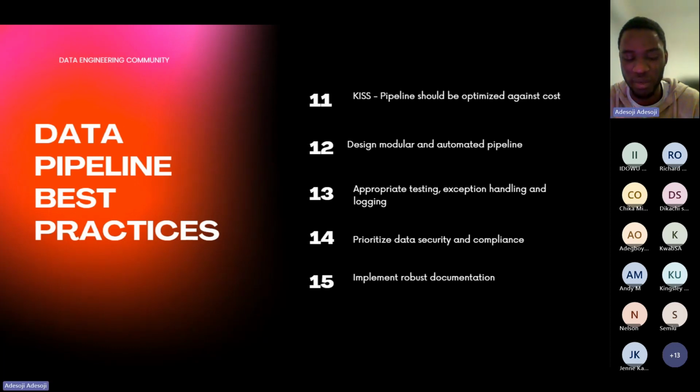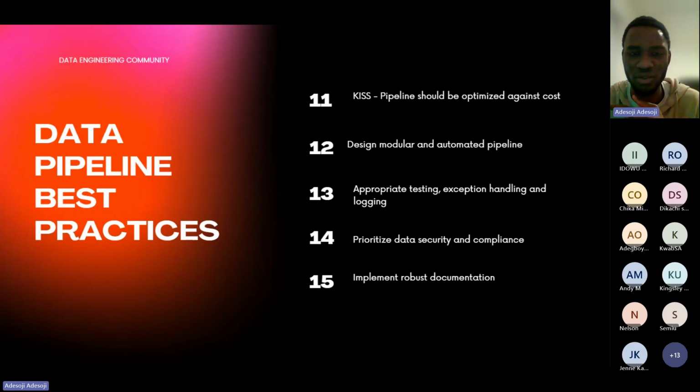Prioritize data security and compliance. You need to ensure that you build security rules in your pipeline. You don't expose your secret keys. You don't expose PII information. Your pipeline is compliant in terms of building rules that surround privacy and every other thing that needs to be taken care of. So these are important best practices in building a pipeline.